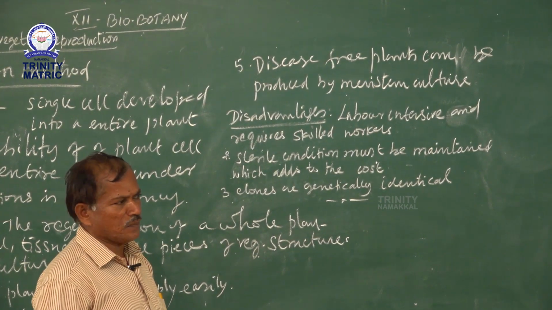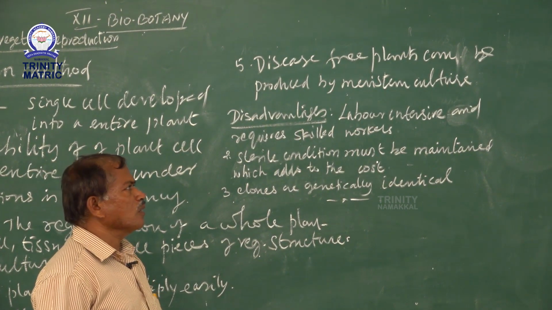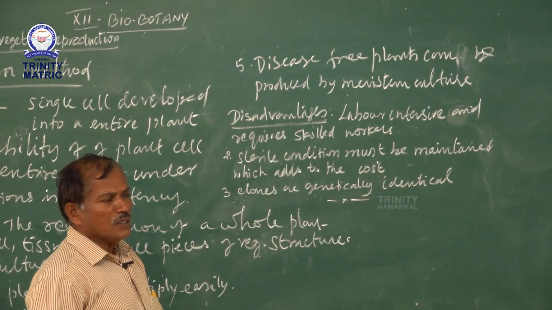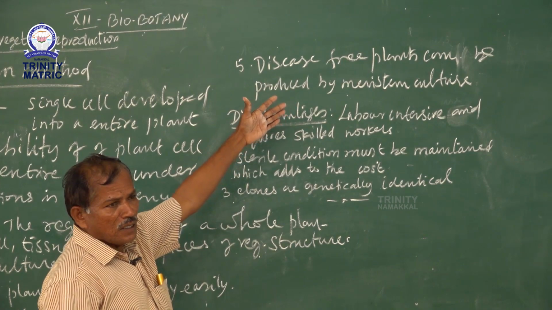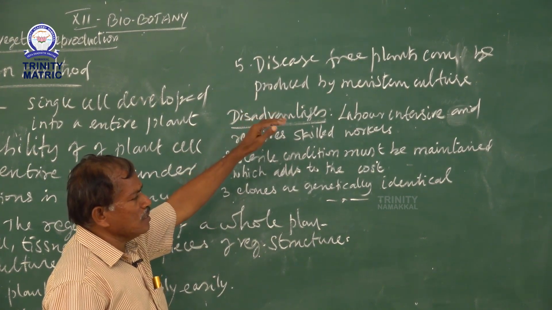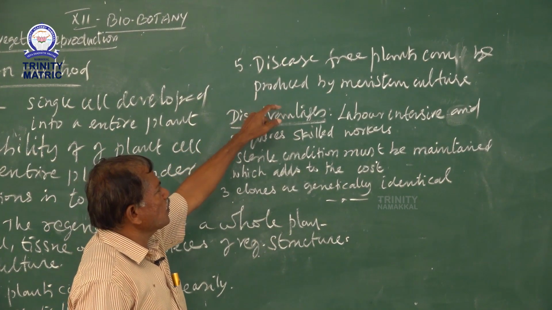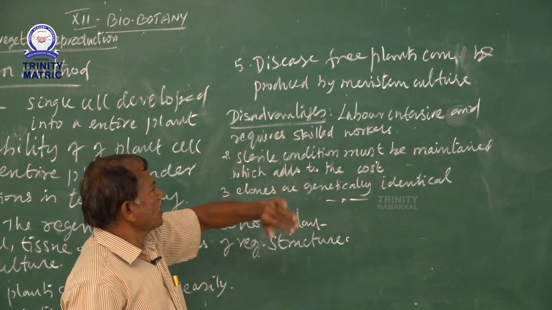So what is a meristem? The meristem is located in the root tip and shoot tip. The meristem is also undergoing division, and again it divides and gives rise to new cells. So disease-free plants are also produced from meristem culture.